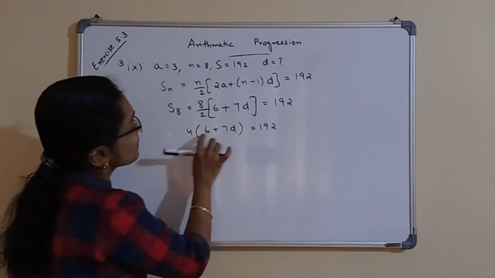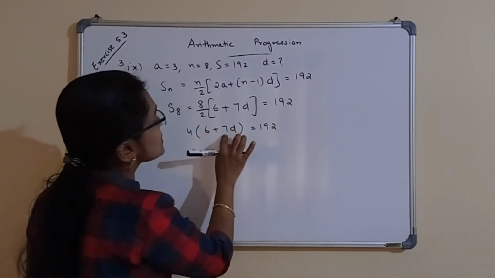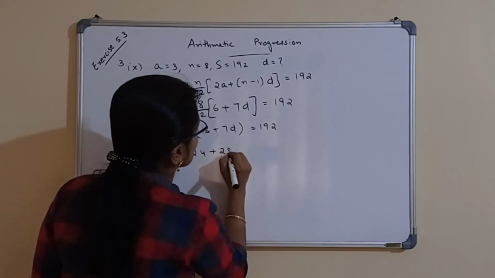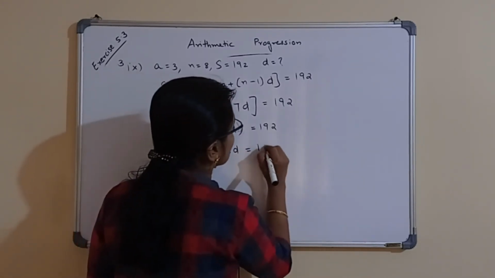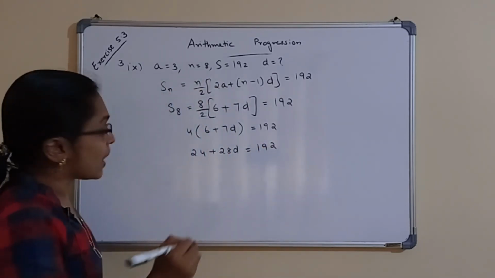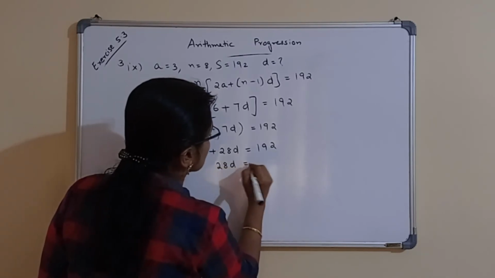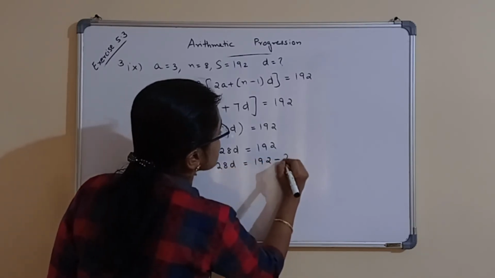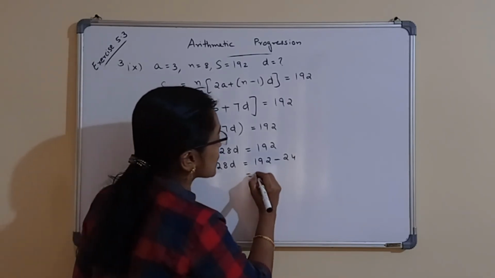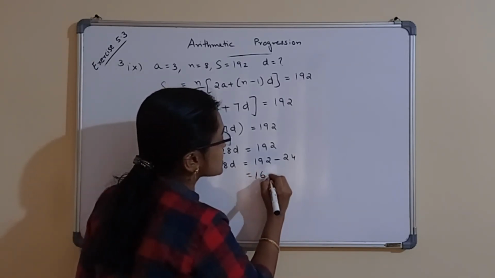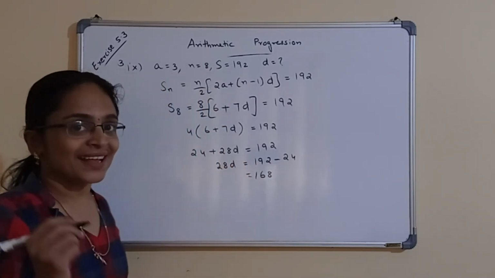Okay, now we can multiply this. 4 into 6 is 24 and 4 into 7 is 28, so 28d. 24 plus 28d is equal to 192. Now taking this to the right hand side, we will get 28d is equal to 192 minus 24. And 192 minus 24 is 168, right? So we got 28d is equal to 168.